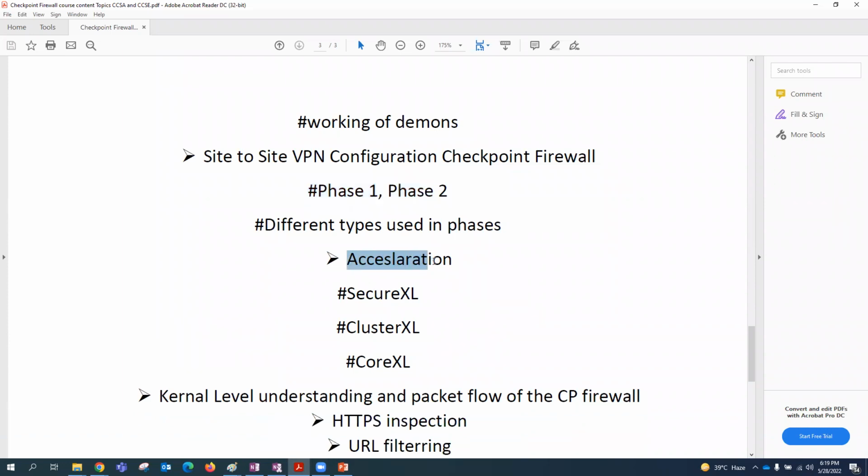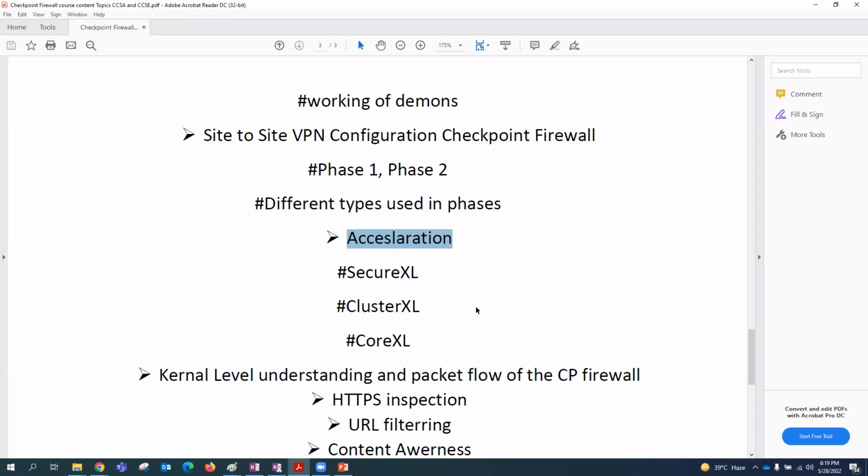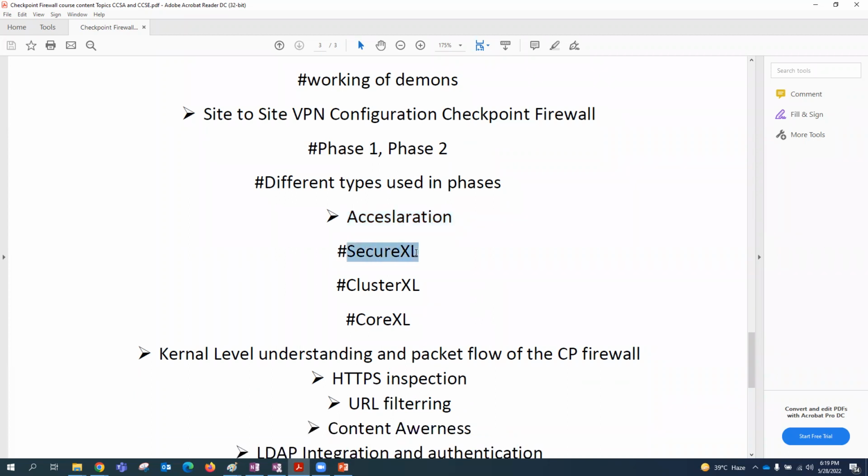For example, we have some acceleration methods on the Checkpoint firewall: SecureXL, security acceleration, cluster acceleration, and core acceleration. Through these methods, we'll discuss what sort of operation you'll be performing with each. For example, through SecureXL, you will be enhancing your security operations. If the packet is being inspected, it will be inspected more deeply now.